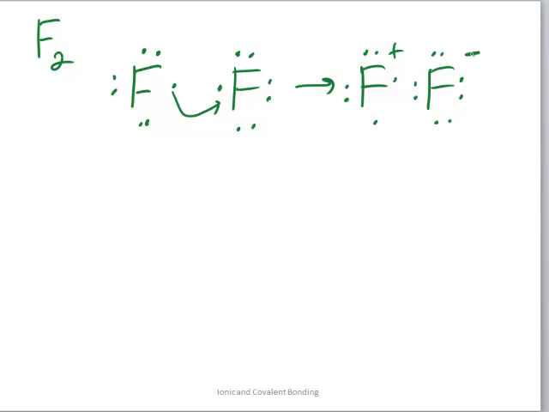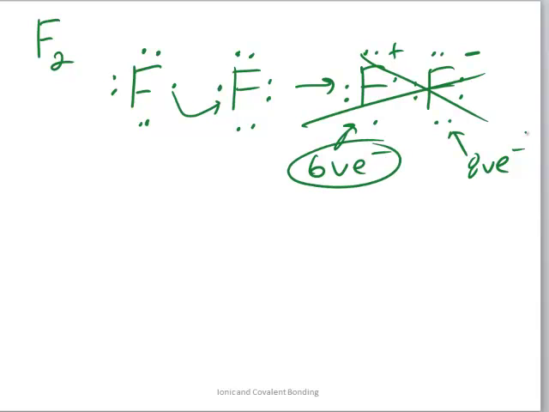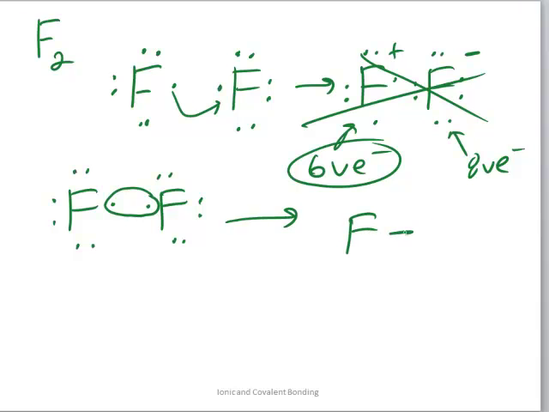Okay, so this could potentially form an ionic bond from the electrostatic attraction between these ions. But the big problem with doing it this way is, we've got 8 valence electrons for the fluoride ion on the right, but this one only has 6 valence electrons. So this doesn't work for fluorine. So instead of transferring electrons, fluorine will share a pair of electrons and form a covalent bond.